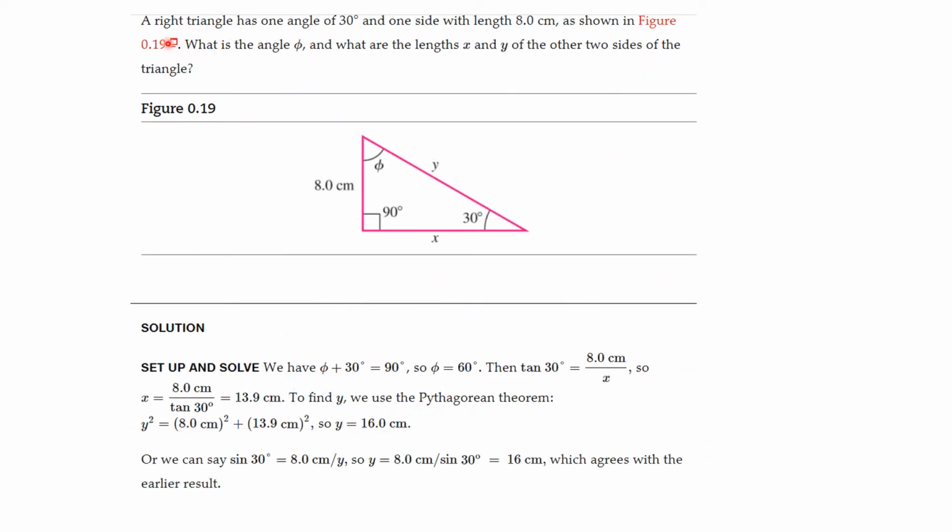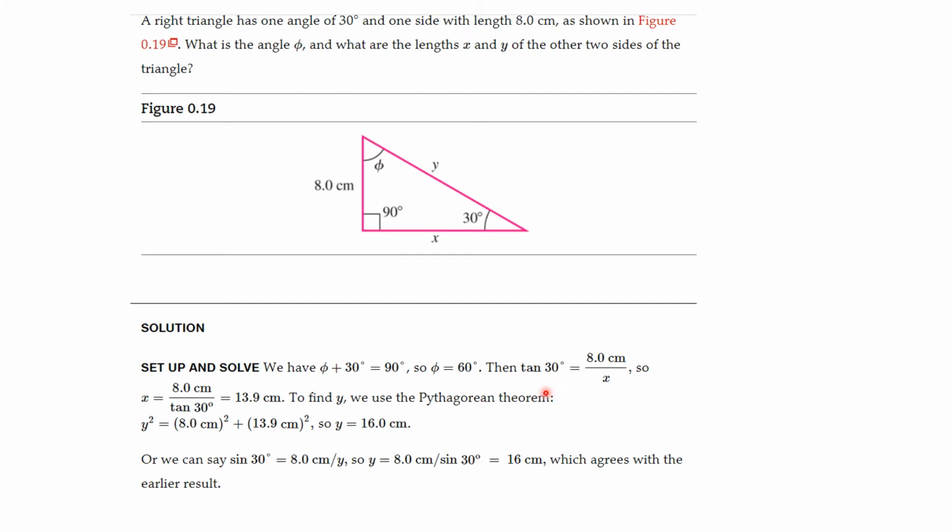So let's do an example. A right triangle has an angle of 30, and one side is of length 8, and this is the side of length 8 here. I can use right triangle trigonometry to ask, what is angle phi? Well, angle phi has to be 60 degrees because these two have to add to 90. And what are the lengths of x and y?